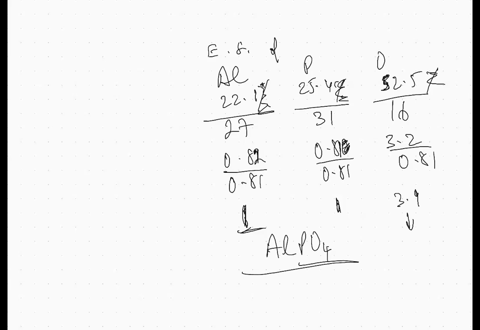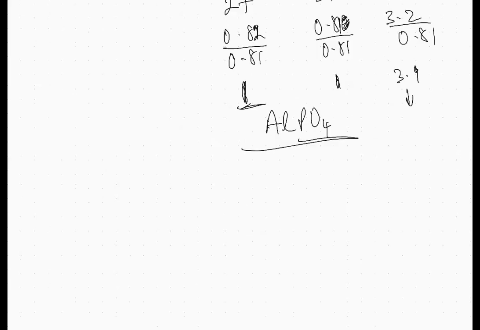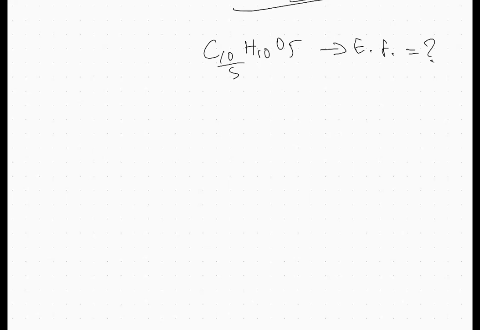Okay, then they're given C10H10O5 and asking what is the empirical formula. You divide by the highest common factor, which is 5. So C2H2O, that's the empirical formula.